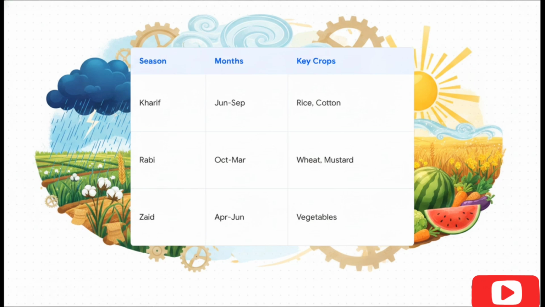Then comes the Rabi season in the winter months from October to March, relying on western temperate cyclones to water temperate crops like wheat and mustard. Finally, there's a short little summer window called Zaid, which is just perfect for growing watermelons and vegetables on irrigated lands. Our entire global food supply is literally dictated by this rigid timeline.